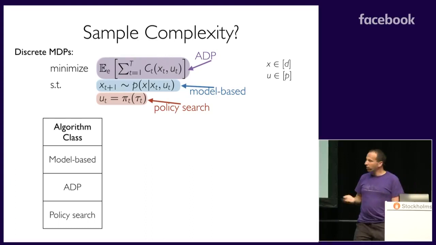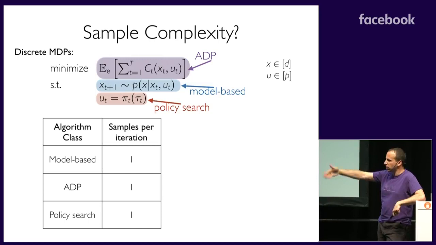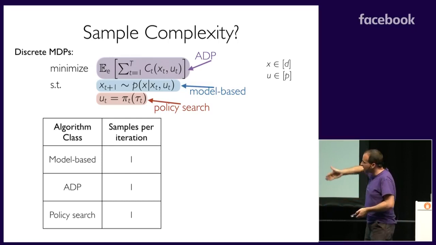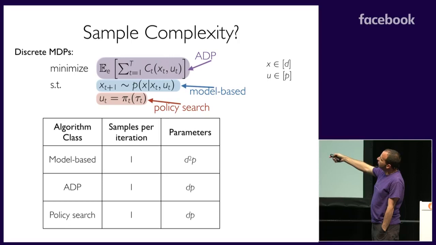So we have three algorithm classes. In the MDP case, for model-based, we get the value of the state, and we use it to predict the probability of the transition. For approximate dynamic programming, we get the value. And for policy search, we also get a value. Each of these gives us one equation for every time step. Now, how many parameters do we need to identify in the most general case? Well, the number of numbers required to give me the state transitions is d squared p, and this is just counting because it has three arguments. The discrete world is nice. Very easy to count things.